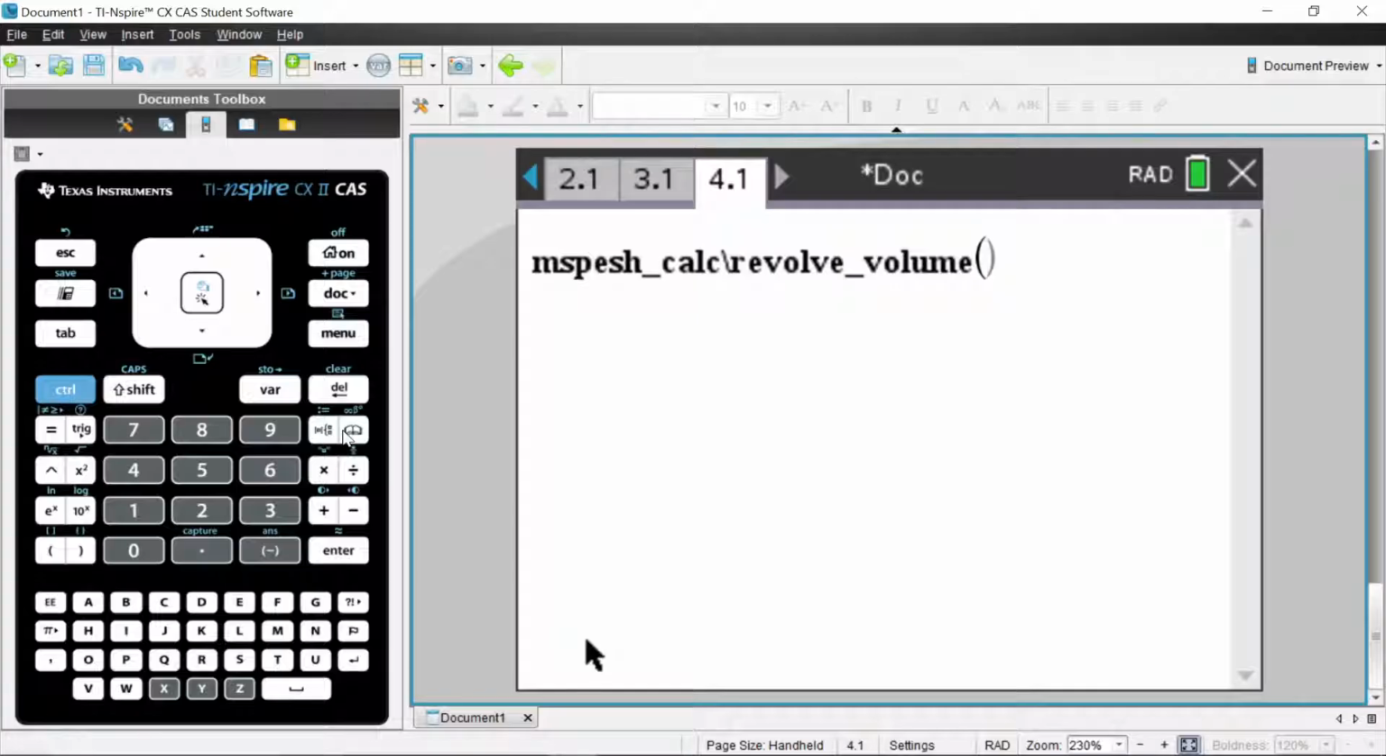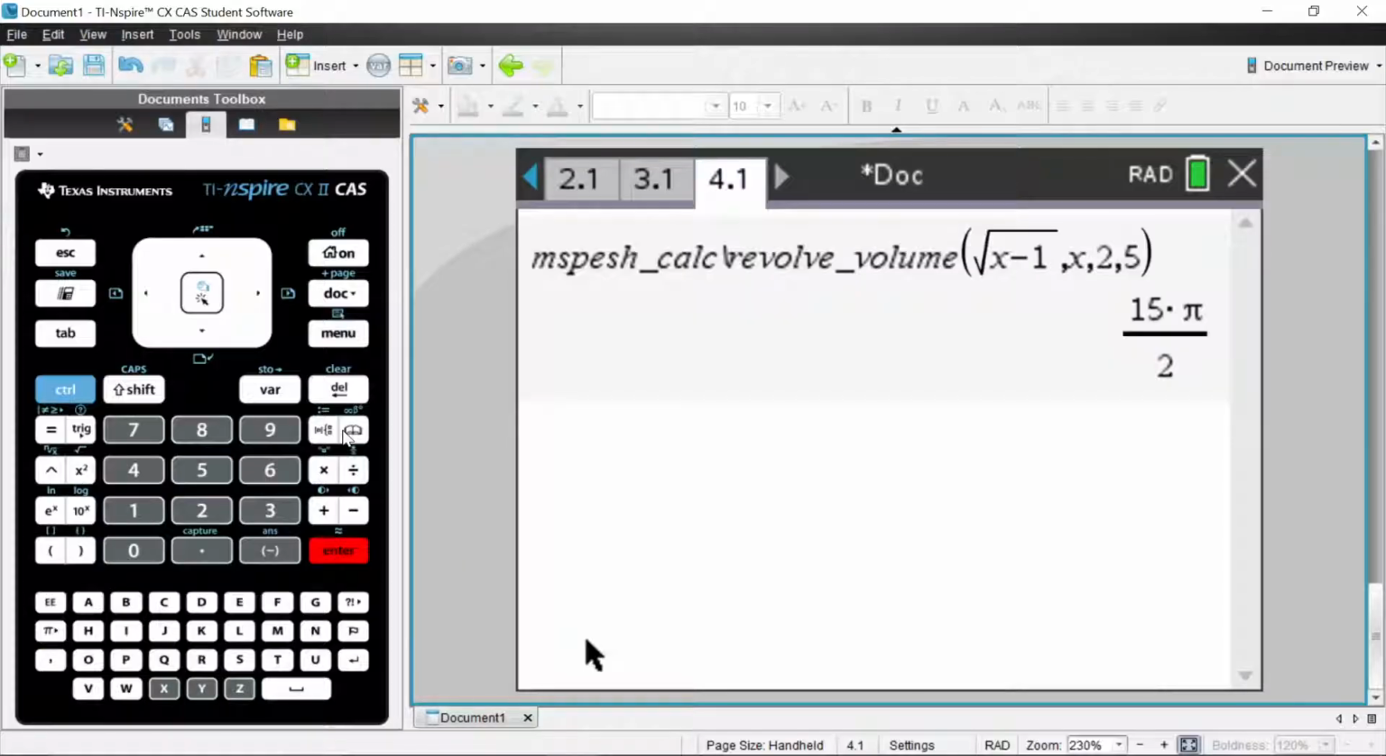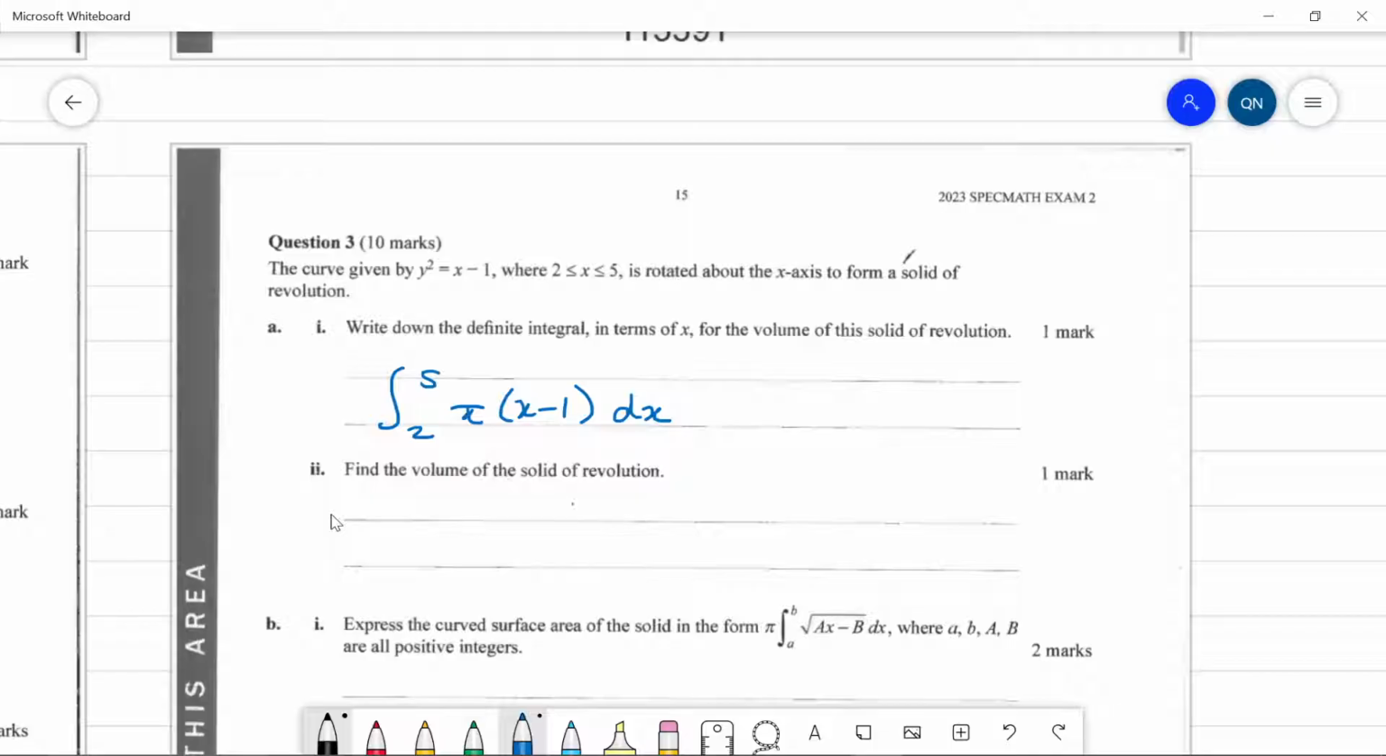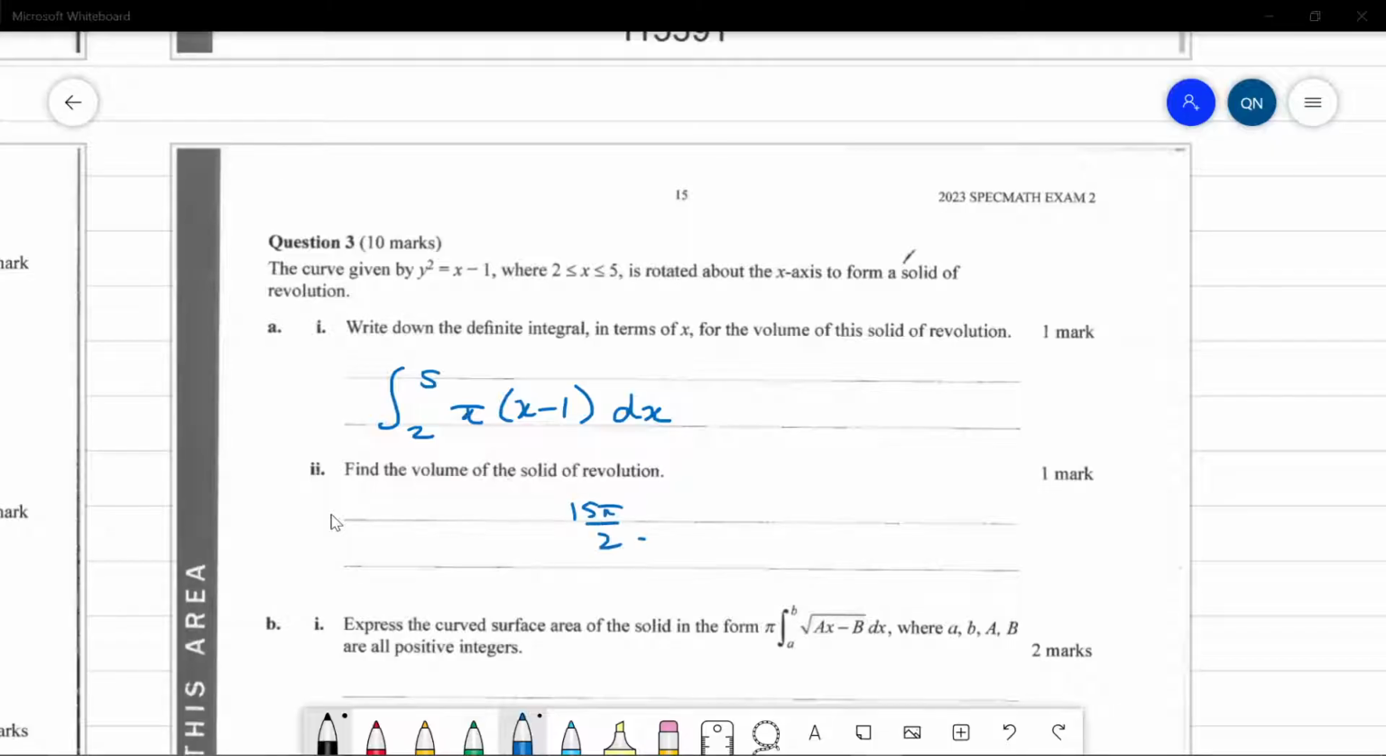Revolve volume. Okay, so it's going to be the square root of x minus 1, comma x, comma 2 to 5. 15 pi on 2. And you can do it the manual way as well. So integral from 2 to 5 of pi times y squared, which is x minus 1, dx. Same thing. So 15 pi on 2.